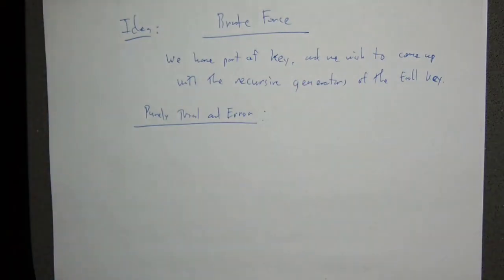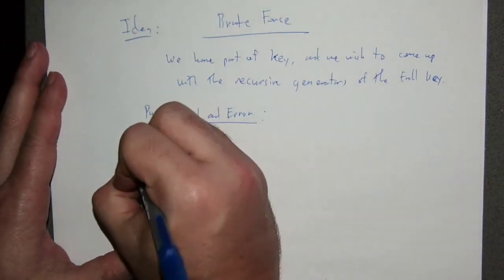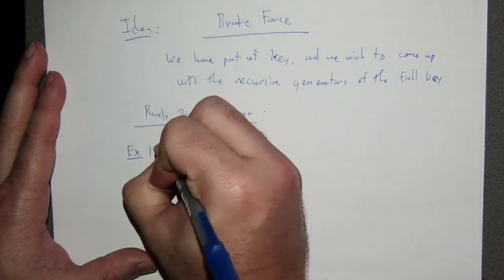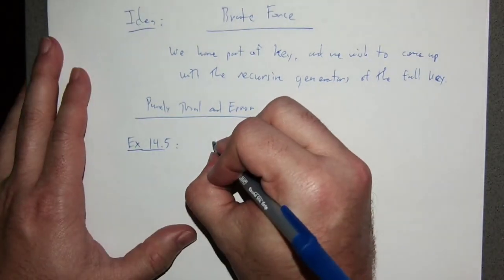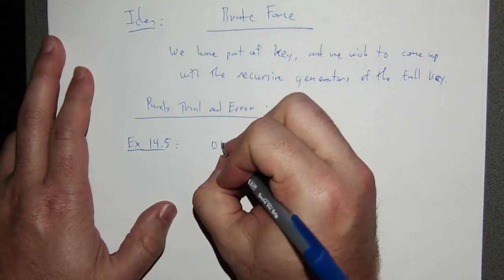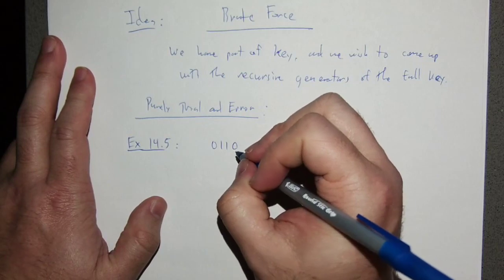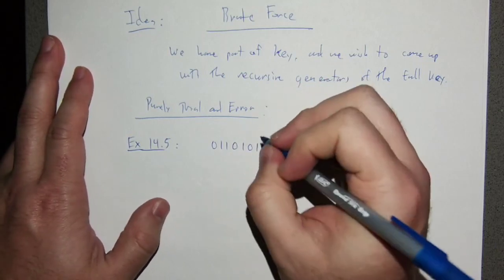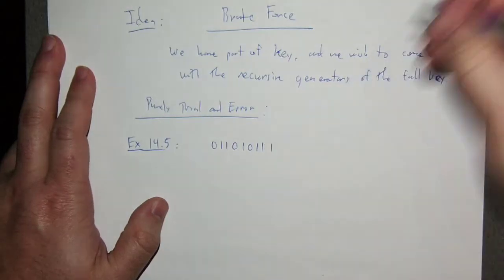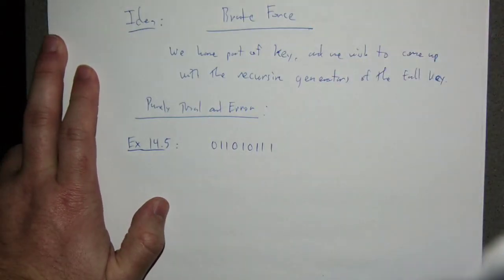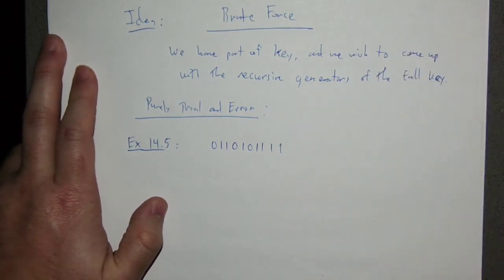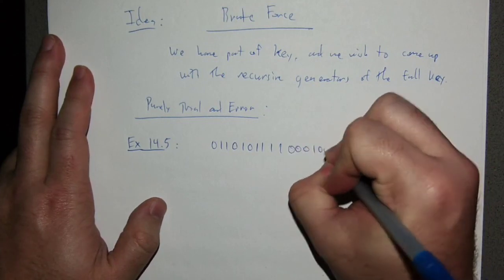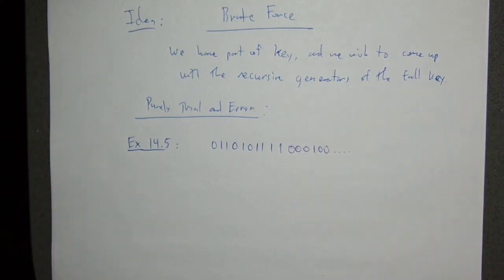What do I mean? Let's look at this example 14.5. What does example 14.5 say? Suppose we obtain the following portion of the key. Suppose the key we have is 0, 1, 1, 0, 1, 0, 1, 1, 1, 1. There's 4 of those. Okay, 0, 0, 0, 1, 0, 0. Okay, so that's the portion of the key that we have.